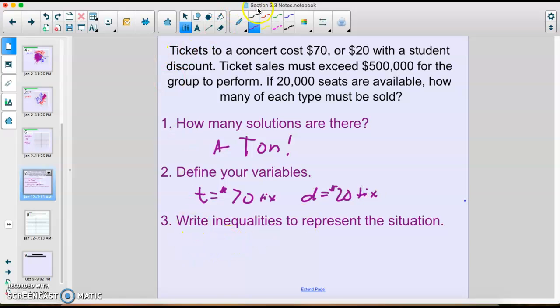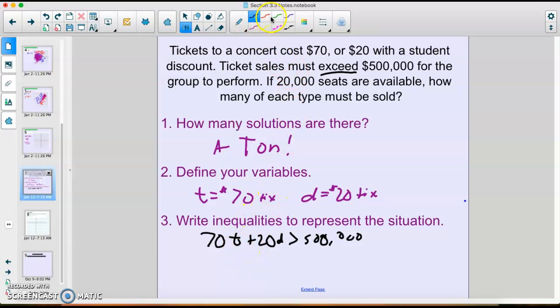Okay, so for the first one here, we're going to talk about the cost of the tickets. So $70 for every regular price ticket, plus $20 for every discounted ticket, and it has to exceed. So that means it has to be greater than 500,000.